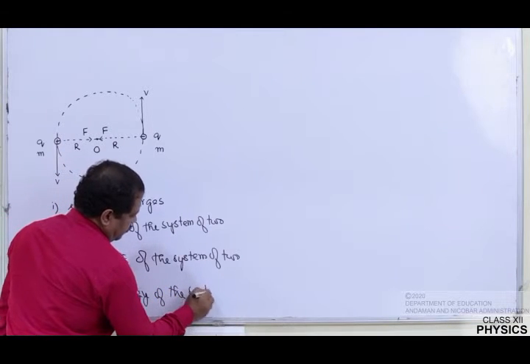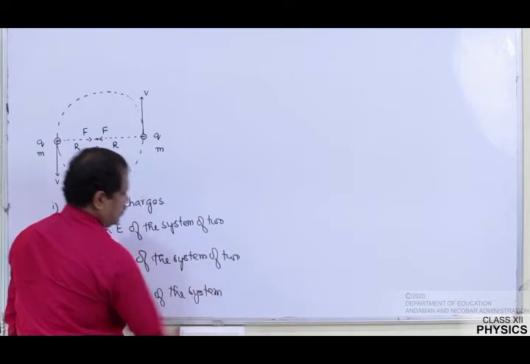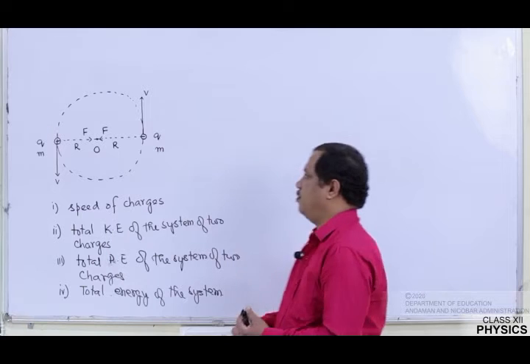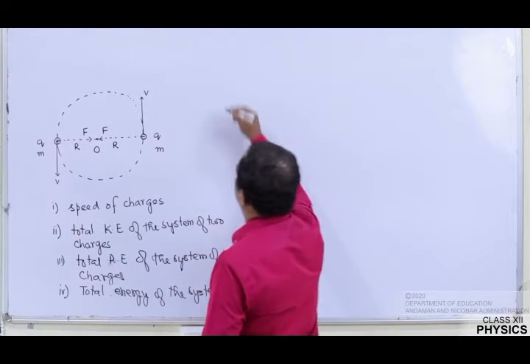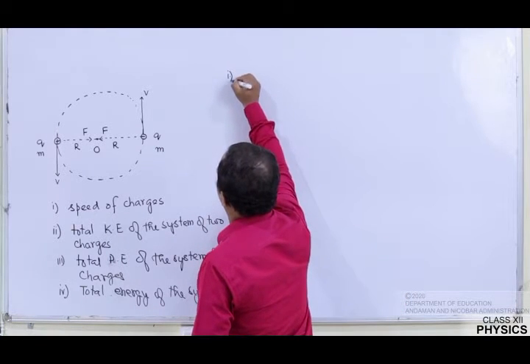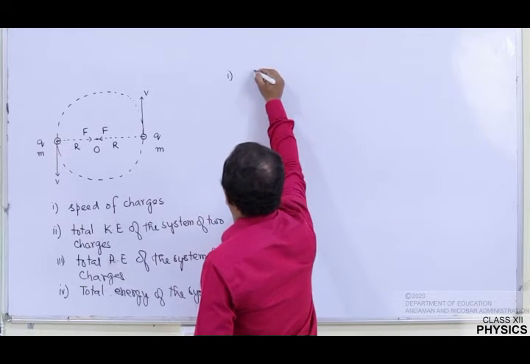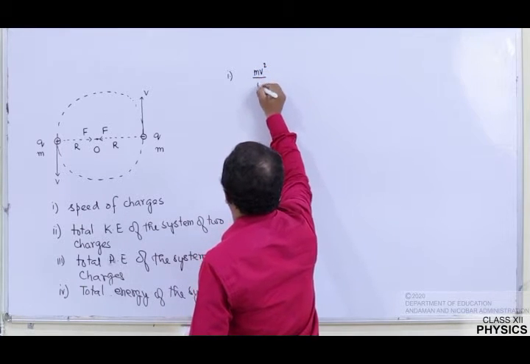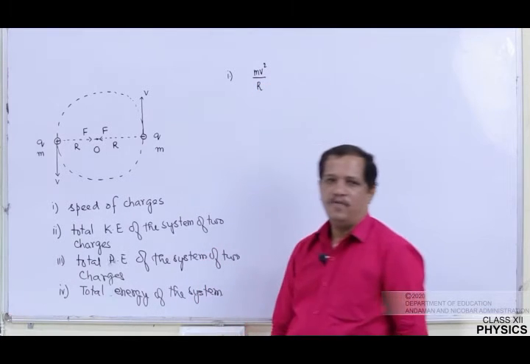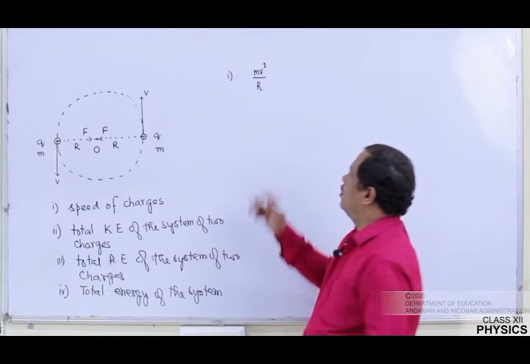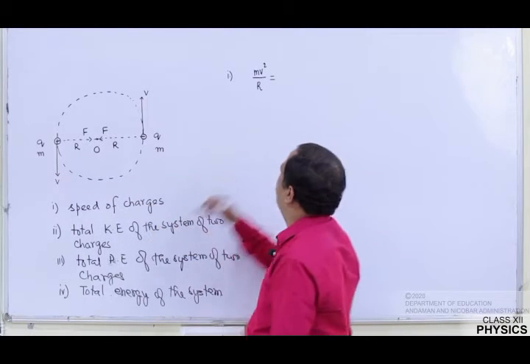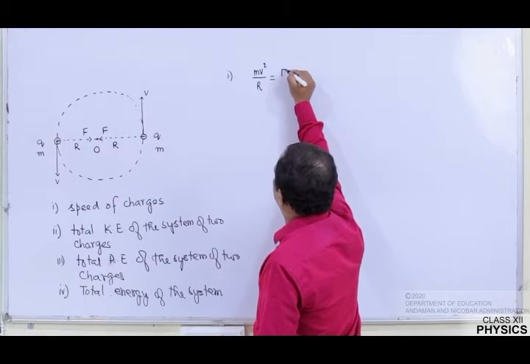Total energy of the system of two charges. Let us try to solve the first problem, to calculate the speed. I know that the centripetal force is given as mass into square of its velocity divided by radius, so mv square by r. This centripetal force is provided by the Coulomb force. So this is the Coulomb force.